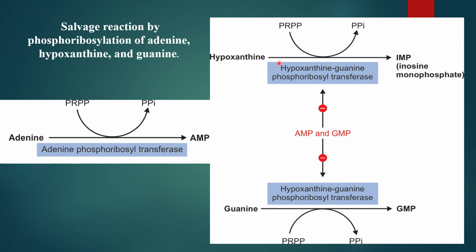Similarly, hypoxanthine to inosine monophosphate, and here the enzyme is hypoxanthine guanine phosphoribosyl transferase. Similarly, guanine can also be converted to GMP via the same enzyme, that is hypoxanthine guanine phosphoribosyl transferase, right? And the excess amount of AMP and GMP will regulate these enzymes through negative feedback regulation.